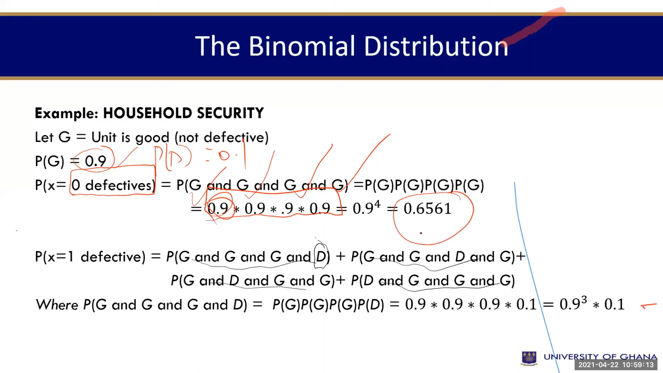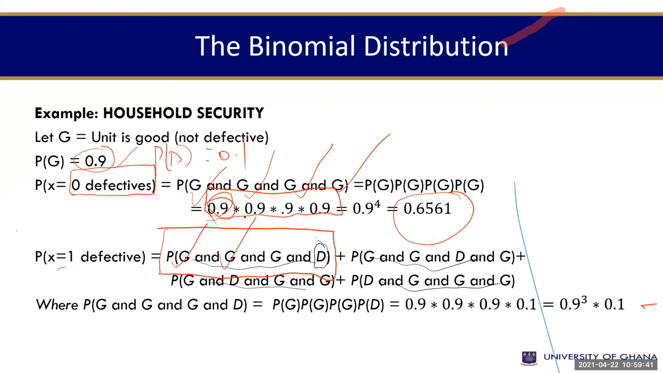0.6561. That's the probability that we won't have any defective product during a sampling. What about the probability that we'll have only one defect? Remember, we have 4 main activity sampling procedures. The probability that we have only one defective can mean that at the first dismantling, we had good.